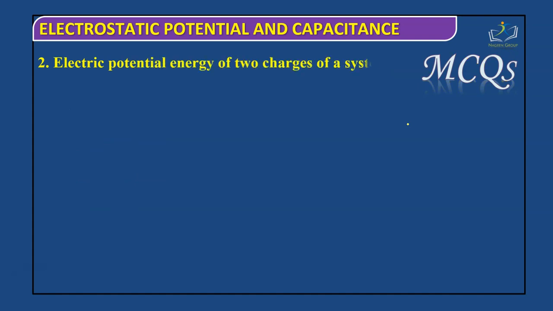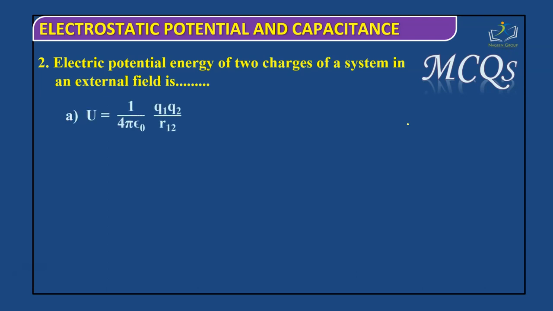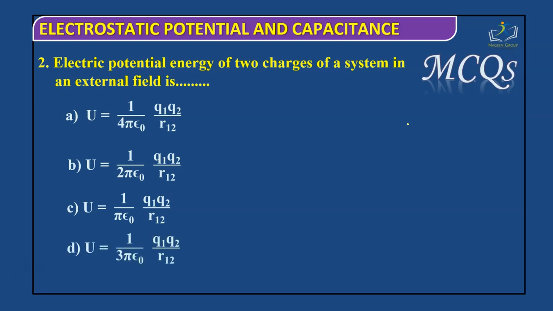Next, the electric potential energy of a system of two charges in an electrostatic or external field. The options: U equals 1 by 4 pi epsilon naught Q1 Q2 divided by R12. U equals 1 by 2 pi epsilon naught Q1 Q2 divided by R12. Next, U equals 1 by pi epsilon naught Q1 Q2 divided by R12. And the last, U equals 1 by 3 pi epsilon naught Q1 Q2 divided by R12. So what is the correct answer? The correct answer for this question is option A.